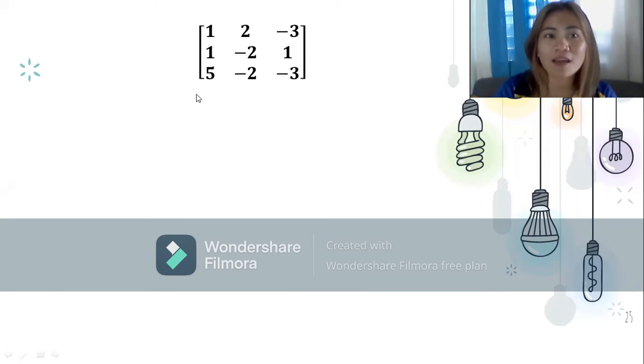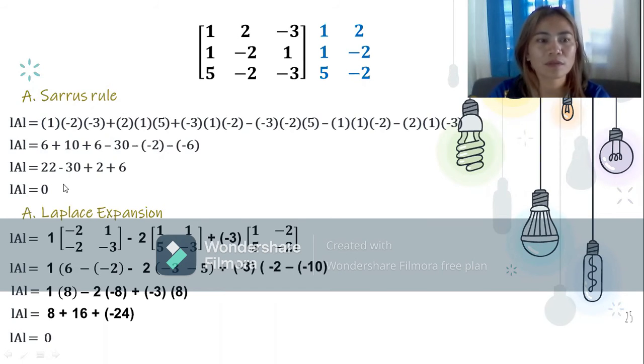Okay, let us now see whether we have the same answer. Let us have first the Saros rule. In the Saros rule, the determinant is 0. And in Laplace expansion, the determinant is also 0. So we have the same answer, right? But before that, let us first see how we got to 0.